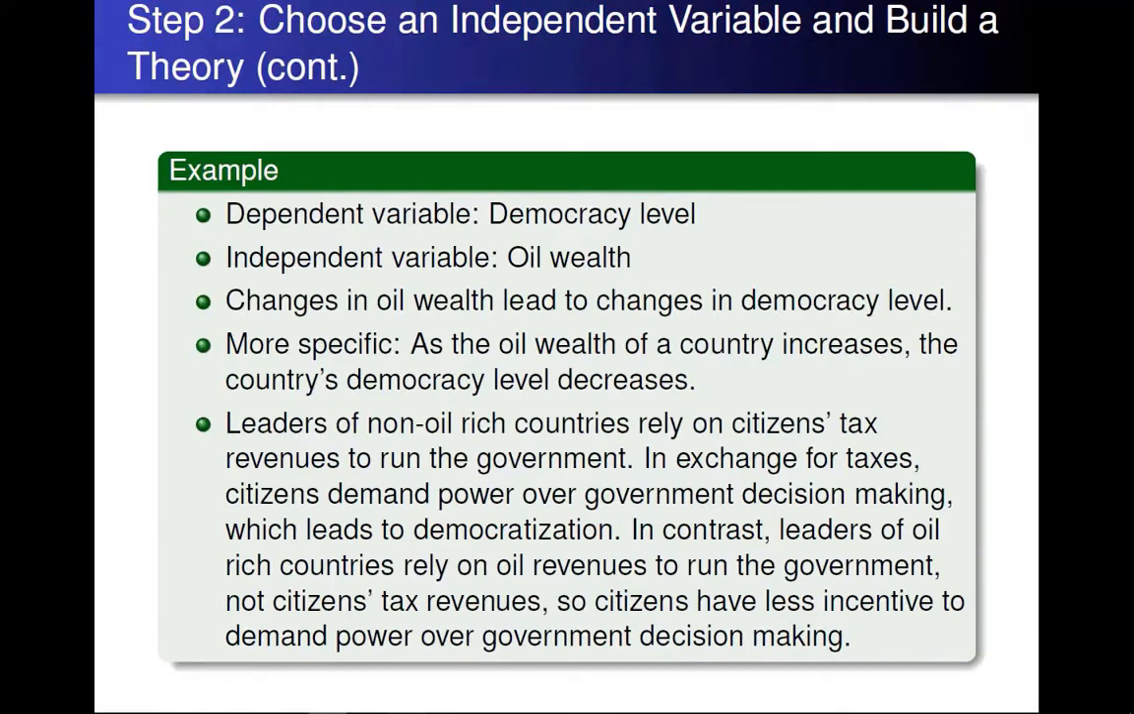As an example of theory building, imagine our dependent variable was democracy level and our independent variable was oil wealth.